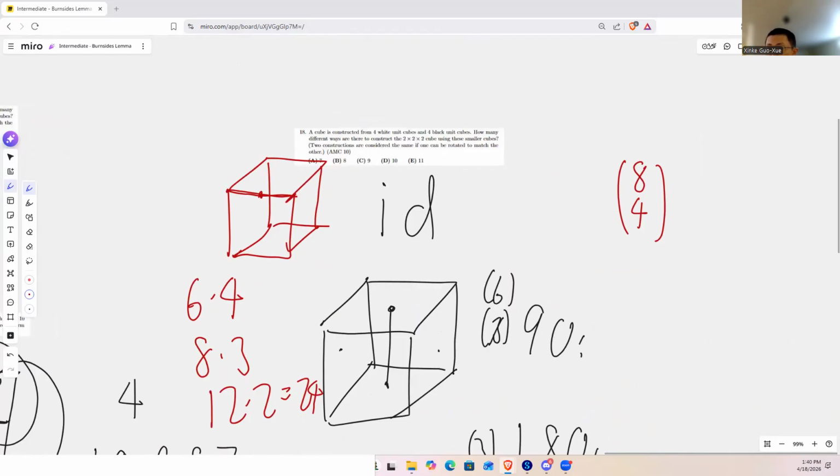How many squares are fixed by a 90-degree rotation about an axis connecting midpoints of opposite faces? Well, this cube gets sent to this cube, this is sent here, and this is sent here. Similarly, the bottom 4 faces are all the same as well. So there's 2 ways to do it. Either the top is black and the bottom is white, or the bottom is black and the top is white. So there's going to be 2.